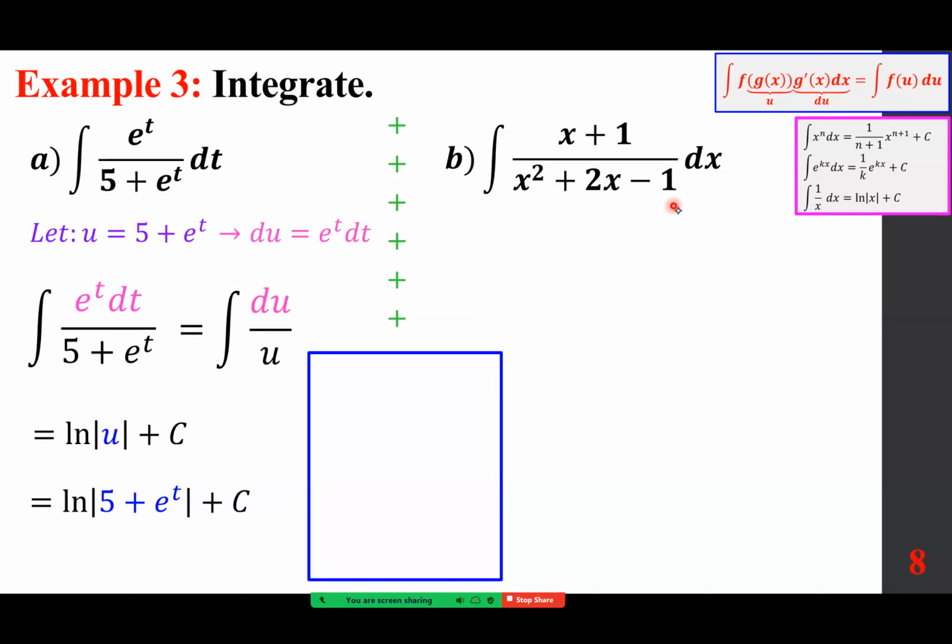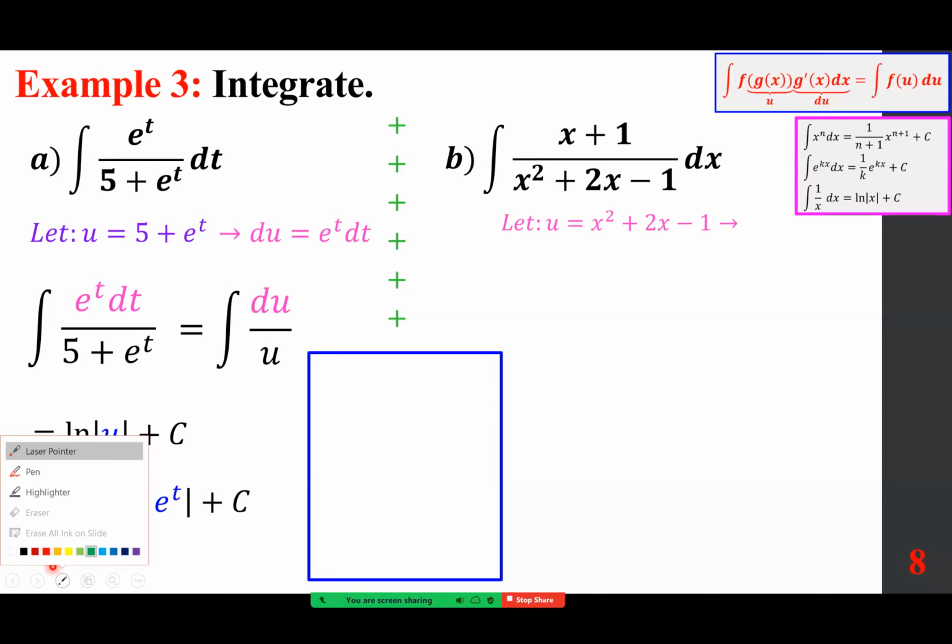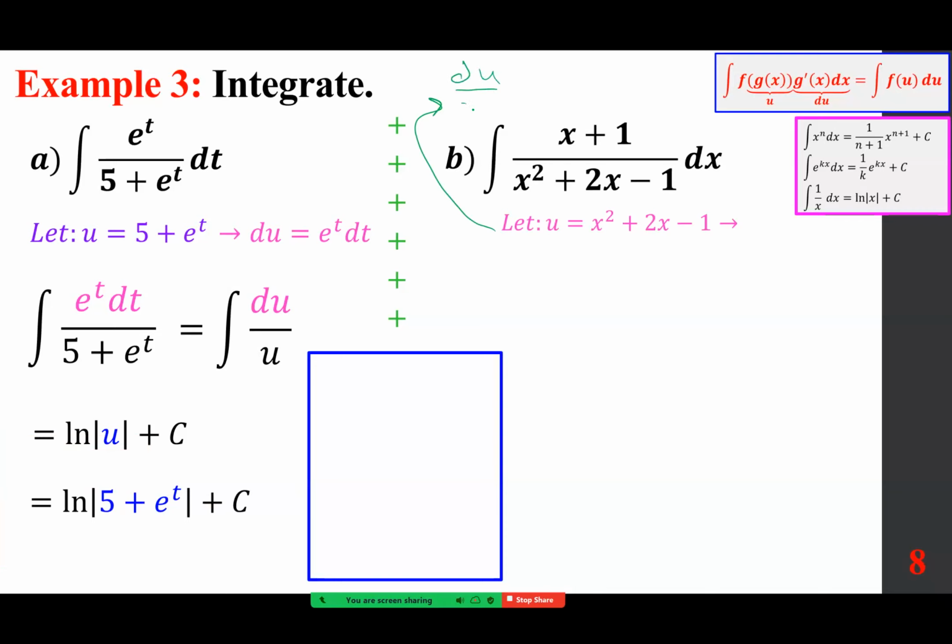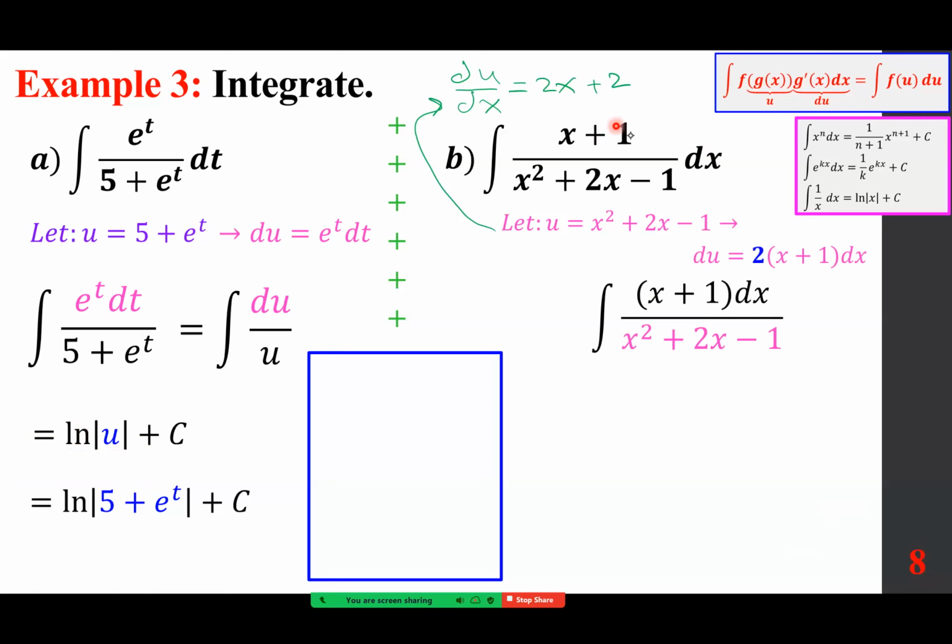For this one, we let u be the denominator. Again, it can't be simplified. So I'm going to write the derivative of this function up here. So du/dx is 2x plus 2, or du is 2x plus 2 times dx, and I can factor the 2 out. Now I'm going to put the dx at top, and the method that I approach this is different than the method that you see in most texts.